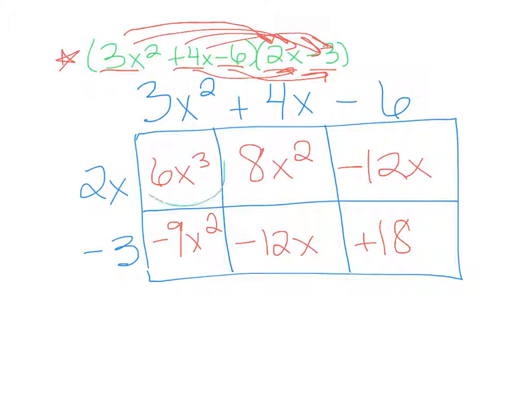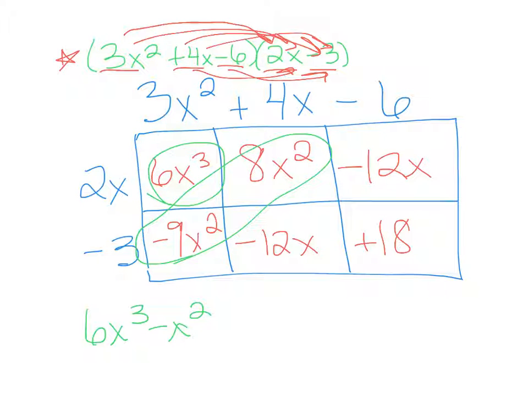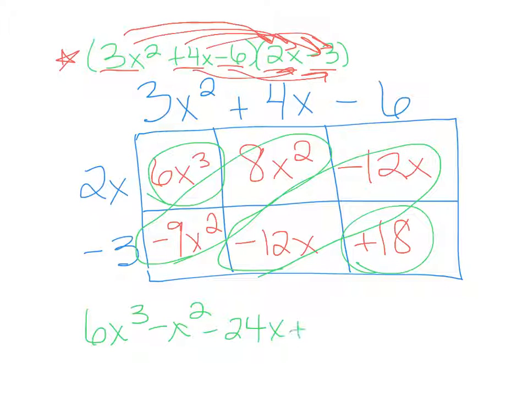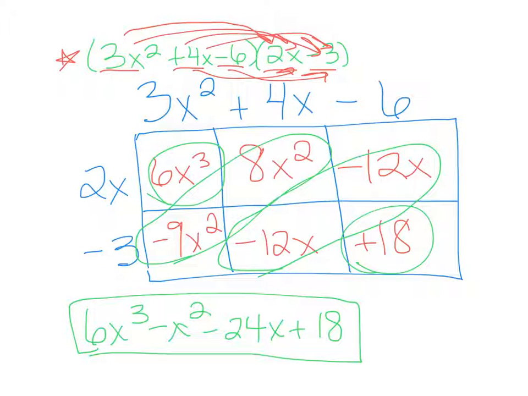Looking at like terms, I only have one that's cubed. I have two like terms to combine that are squared, giving me a negative x squared. Negative 12x and negative 12x is negative 24x. And a positive 18. So this is my answer when I multiply 3x squared plus 4x minus 6 times 2x minus 3.